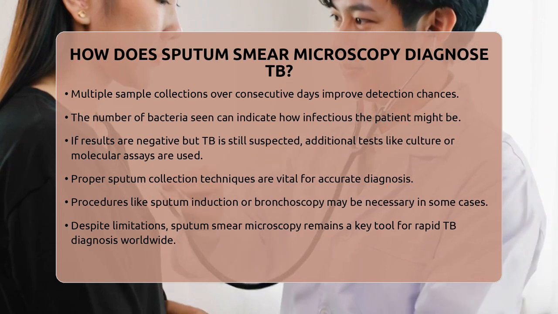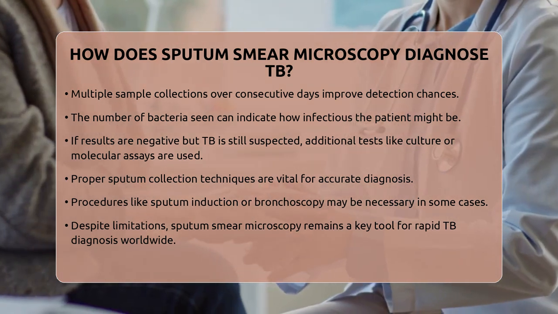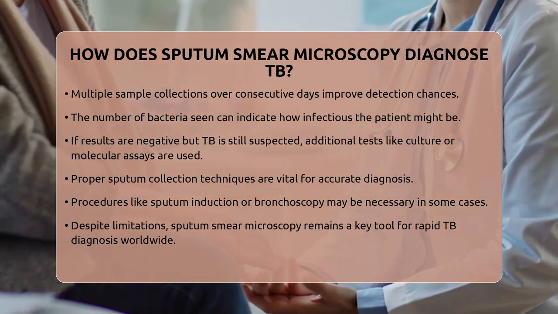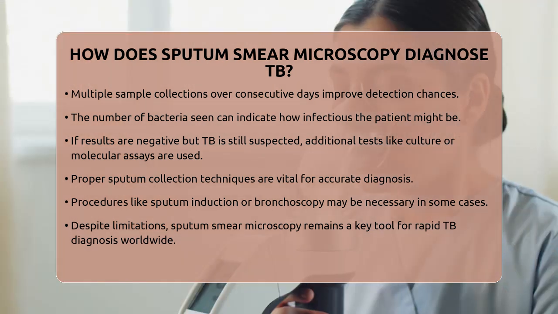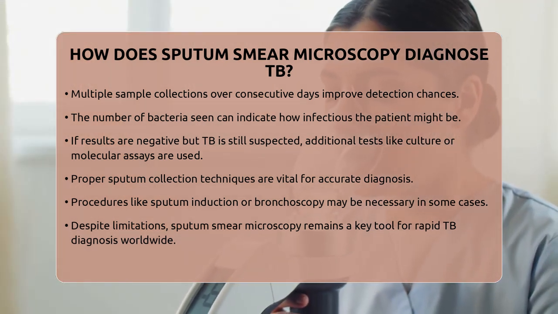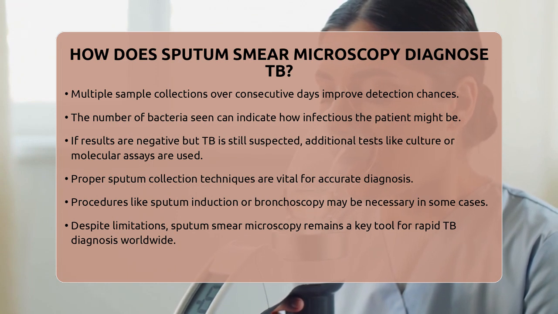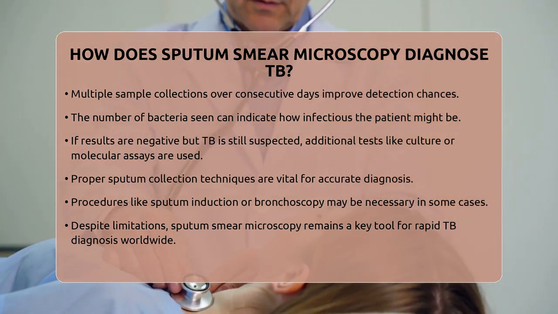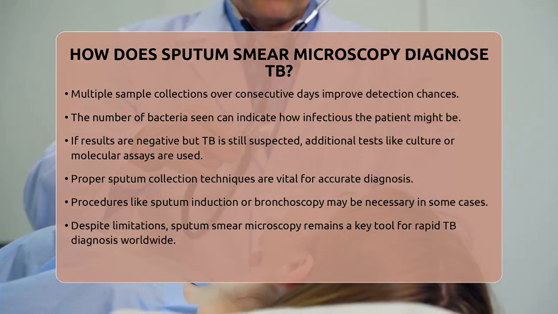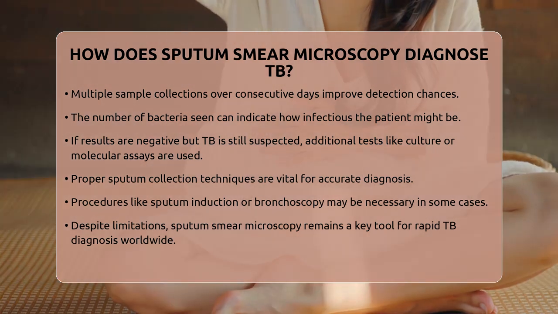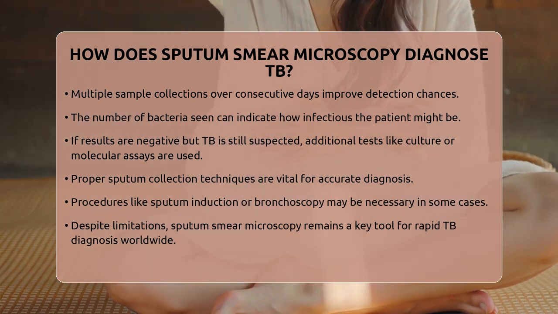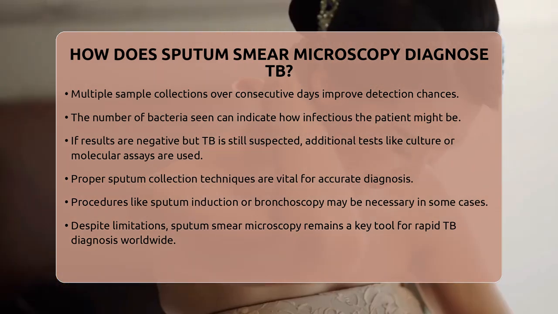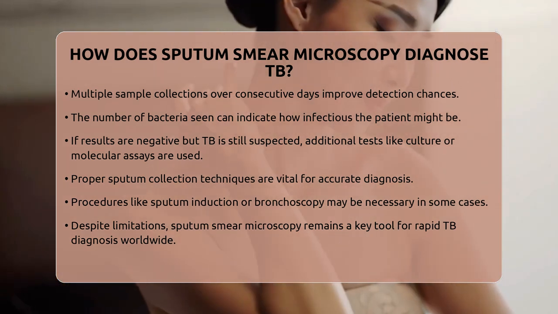In summary, sputum smear microscopy diagnoses tuberculosis by visually confirming the bacteria in mucus samples through acid-fast staining and microscopy. It is a cornerstone of TB diagnosis worldwide, especially in resource-limited settings, because it provides a rapid, cost-effective way to identify infectious cases and help start treatment promptly.